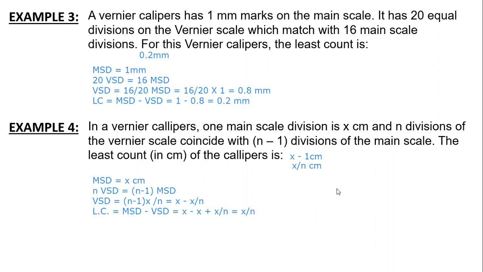Sir, if we don't cancel the x, still it will be x by n. If we don't cancel the n and n in the second last step, still it will be x by n. Okay, fine. So is the answer clear? So even the unit is centimeter.